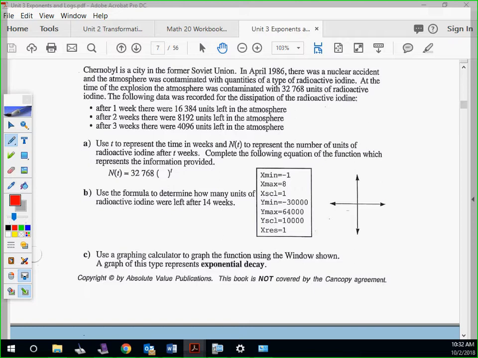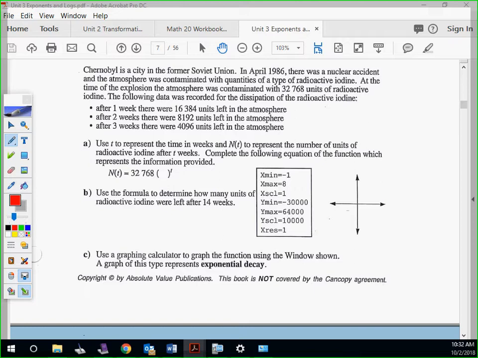Okay, good. In April of 1986, there was a nuclear accident, and the atmosphere was contaminated with quantities of a type of radioactive iodine. At the time of the explosion, the atmosphere was contaminated with 32,768 units of radioactive iodine. The following data was recorded for the dissipation of the radioactive iodine. After 1 week, there were 16,000. After 2 weeks, 8,000. After 3 weeks, 4,000. And you can see it's essentially halving, right? So the radioactive iodine was decreasing by a half each time.